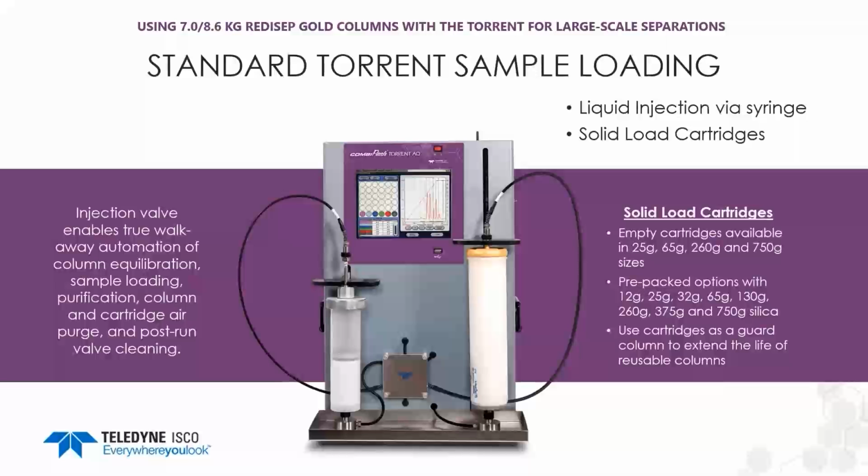So what are some of the advantages or options that the Torrent offers us for loading our sample? Two standard options you can do on the Torrent: you could do liquid injection via syringe as an option. The Torrent comes standard with an injection valve that enables true walkaway automation of column equilibration, your sample loading step, purification, column and cartridge air purge, and post-run valve cleaning. So all that's automated in the background for you. That way, when you go to do your next run, it's ready to go.